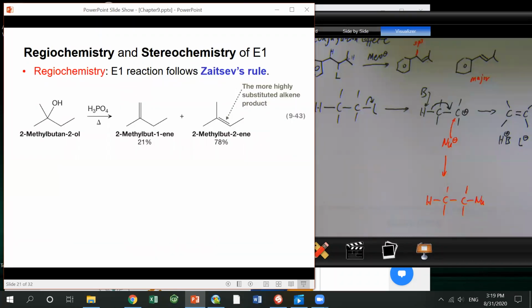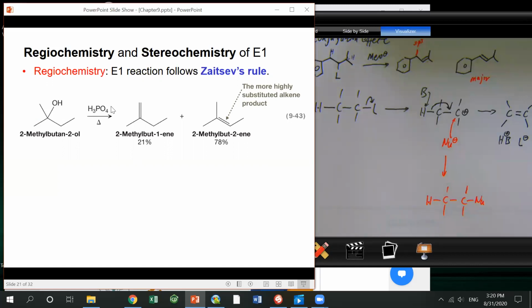All right, now we still need to talk about the regiochemistry and also the stereochemistry of E1 elimination. For the regiochemistry, E1 elimination is the same as the E2 elimination, so it still follows the Zaitsev rule. Here's one example.